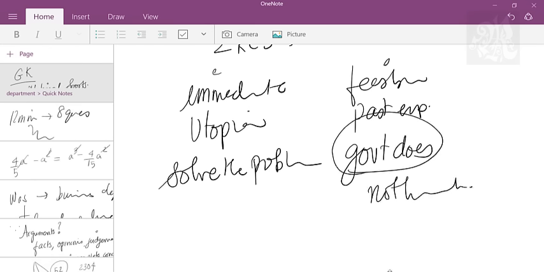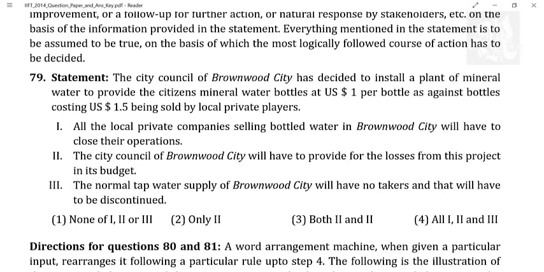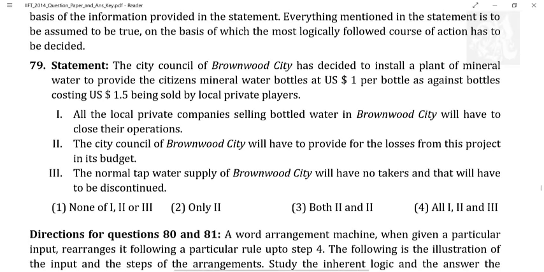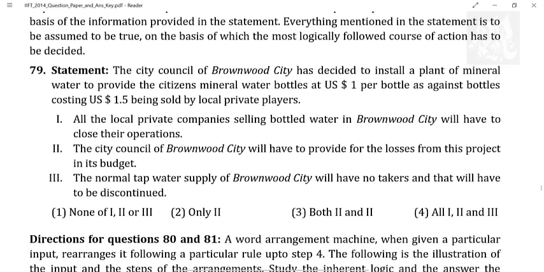That is utopian. Alright, City Council of Brownwood City has decided to install a plant of mineral water to provide citizens mineral water bottles at $1 per bottle against the bottle costing 1.5 being sold by local private players. So what should be the course of action? So now the city council has decided to install a plant which will reduce the bottle's cost. Basically, that's what it's saying.